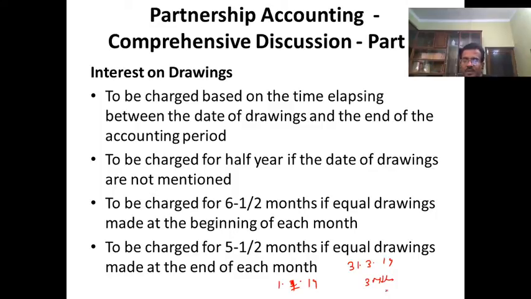If there is a regular drawing, if equal drawings are made at the beginning of each month, then interest should be charged for 6.5 months. If the drawings are made at the end of each month, then the interest should be charged for 5.5 months. This is a standard rule. This is a thumb rule.